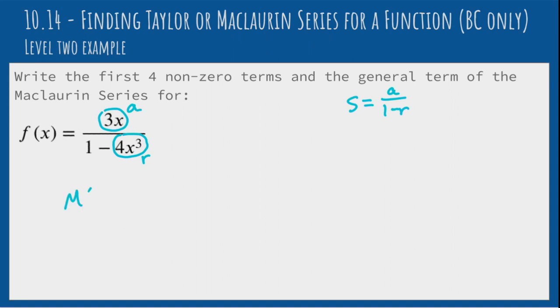So the Maclaurin series for this is going to be the first term, which is 3x, and then we're going to multiply by the common ratio over and over again. We take that 3x and multiply it by 4x cubed. That's going to give us our second term of 12x to the fourth power. Then we multiply that by 4x cubed. So multiply that by 4, we get 48, and then times x cubed is x to the 7th. Then we multiply that by 4x cubed.